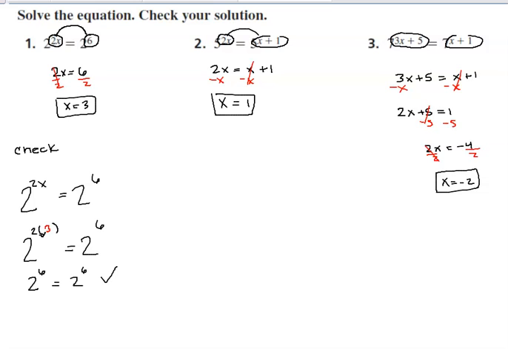Again, if there are any mistakes that you need to go back and correct, please take the time to pause the video and go find and fix those mistakes now.